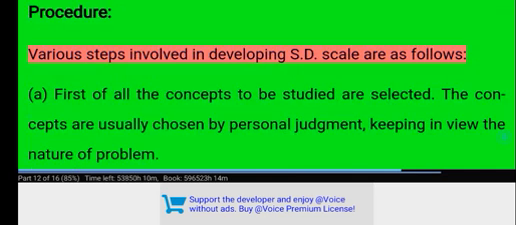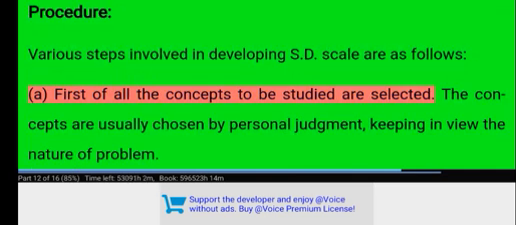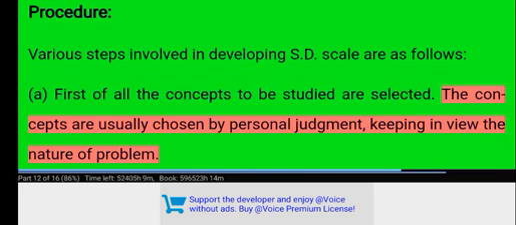Procedure. Various steps involved in developing SD scale are as follows. First of all, the concepts to be studied are selected. The concepts are usually chosen by personal judgment, keeping in view the nature of the problem.